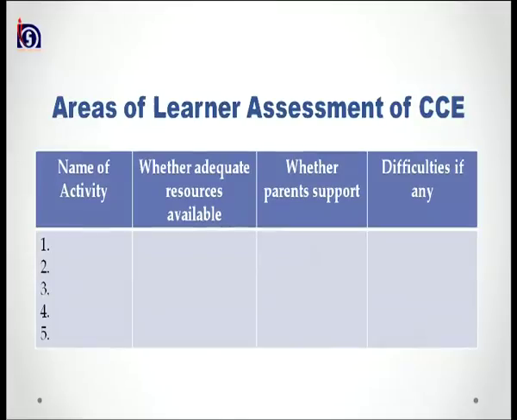Here is a table which can be used as an example to identify how learners are assessed in other curricular areas. In the first column, we have exemplified the name of the activity. In the second column, we can store information about whether adequate resources are available to perform that particular activity or not. In the third column, we can record information about whether parents are supporting or not, and in the fourth column, we can keep the record of difficulties which we have faced while conducting that particular activity or task.